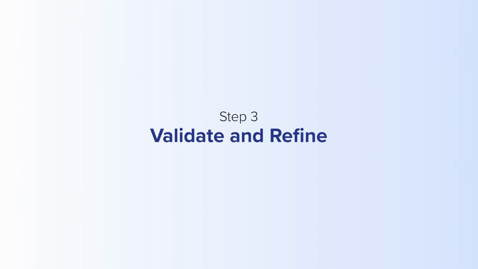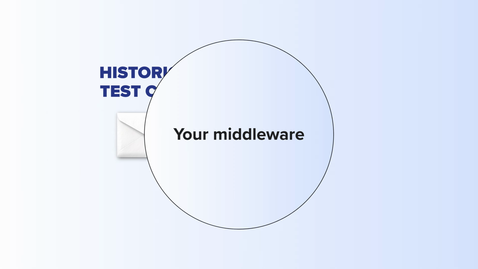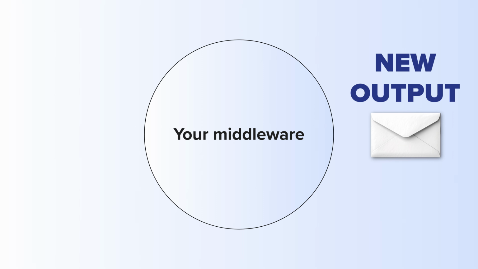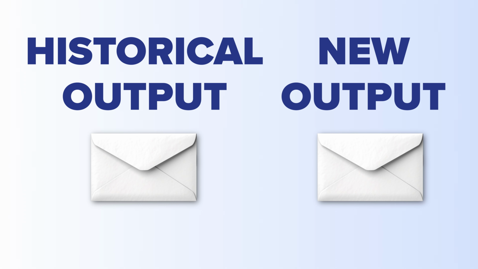Finally, you validate and refine. You implement the generated mapping into your integration platform. Then, run all historical test cases to validate if the output messages that your interface is generating are the same as expected outputs from your historical data. If discrepancies are found, you refine the mapping by iterating through the generation and validation steps until achieving the desired accuracy.